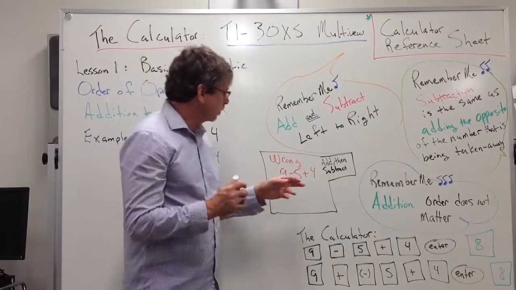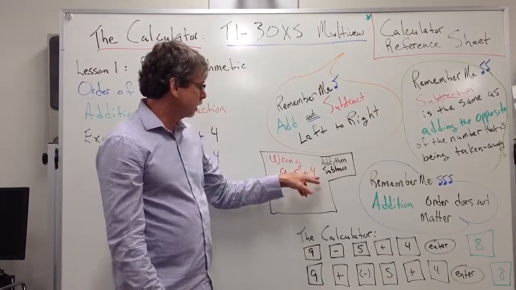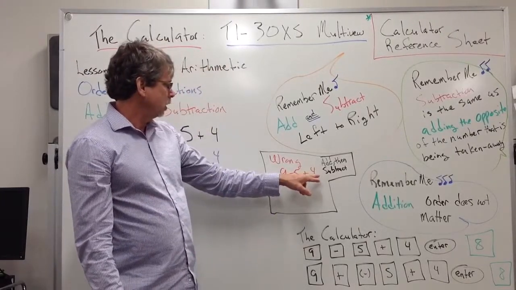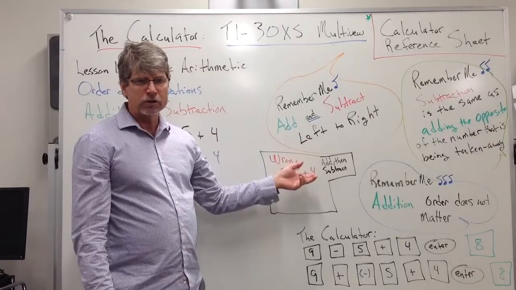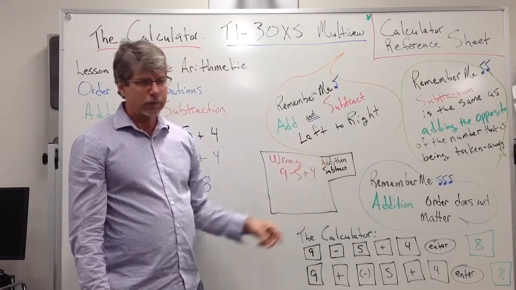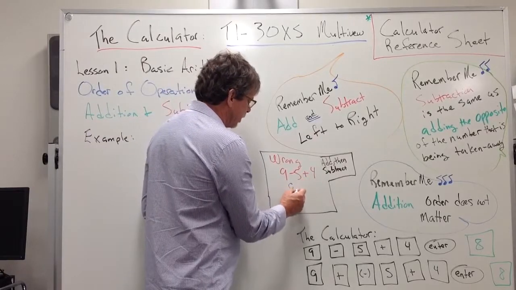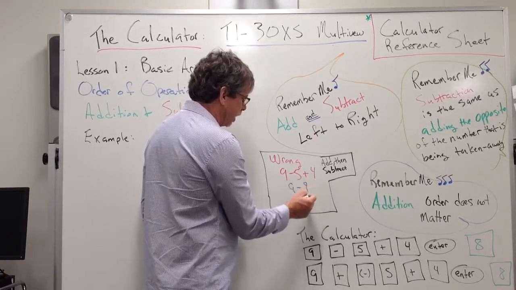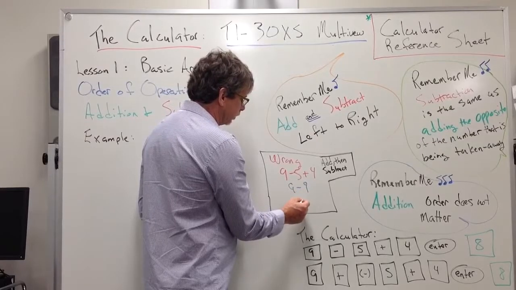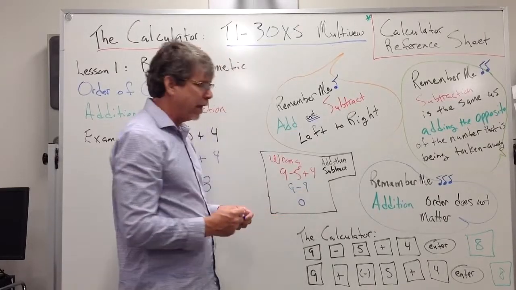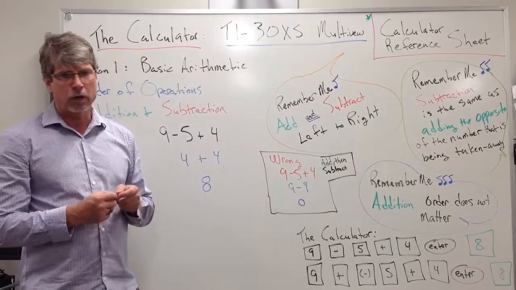The misperception, I should say, is that a lot of people remember order of operations as add, then subtract, which means if you add first, you would have 9 minus 9, because 5 plus 4 is 9, and then 9 minus 9 turns into a 0. That would actually be the wrong way of doing the problem if you were not using a calculator.